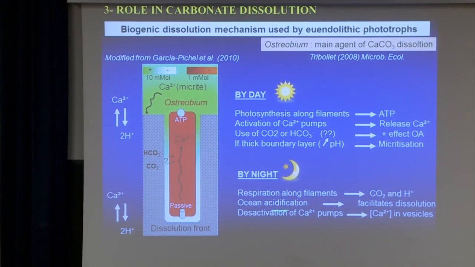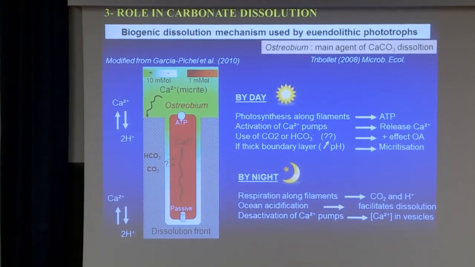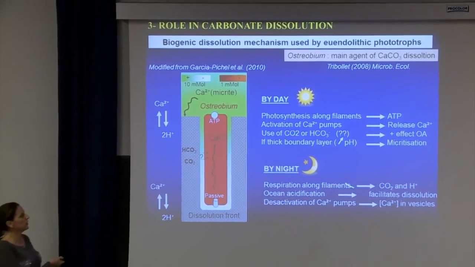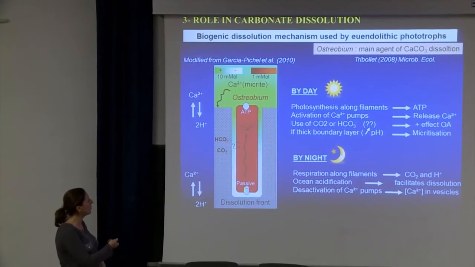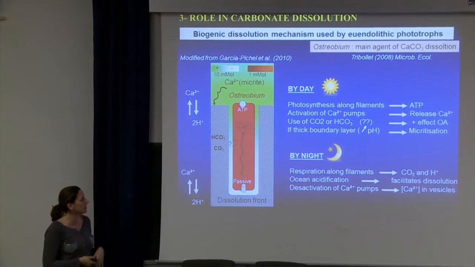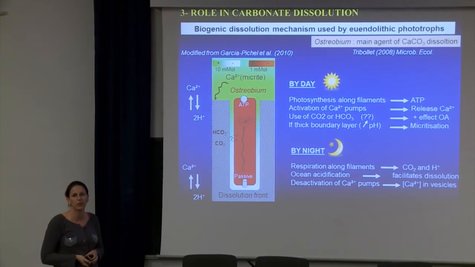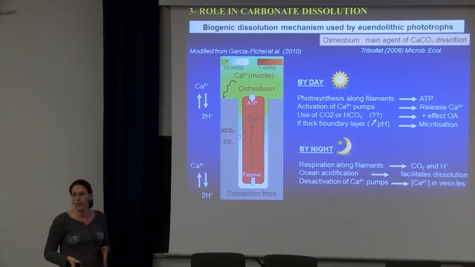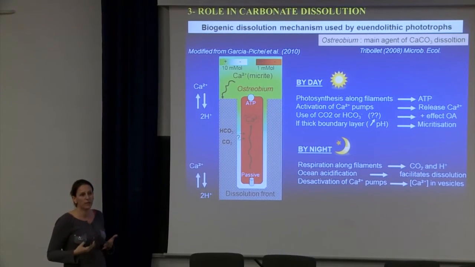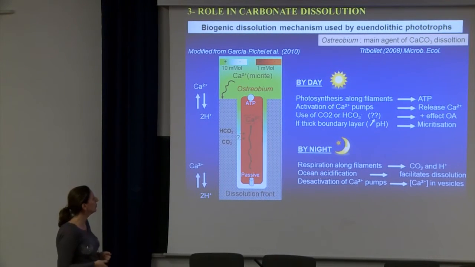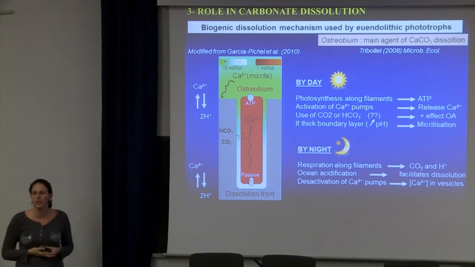At night, what's probably going on is that those filaments are respiring, producing CO2 and protons. They are probably exchanged easily at this end, and dissolution is much higher at night because the pH is going down and it's more thermodynamically favorable to carbonate dissolution. But the calcium pump stops. So where does the calcium go?